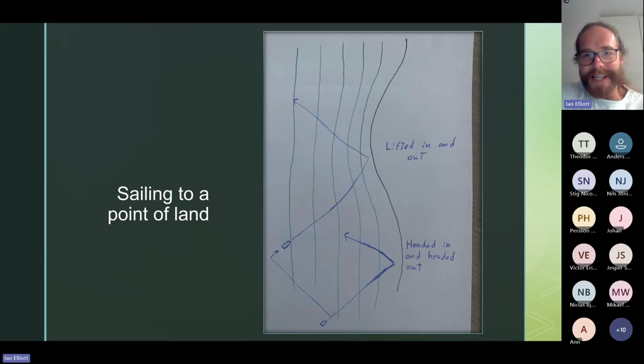So the next thing that I wanted to talk about is sailing to a point of land. This diagram is roughly what I was taught in sailing school. And I think that there is a more common thing, at least maybe in small boat, small race courses. But let's start with this one.